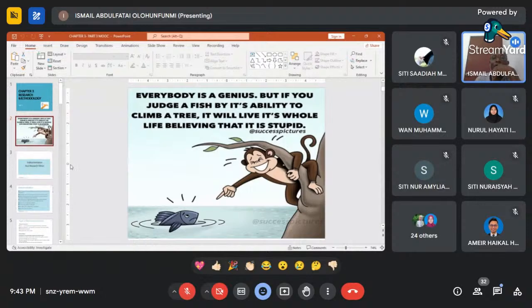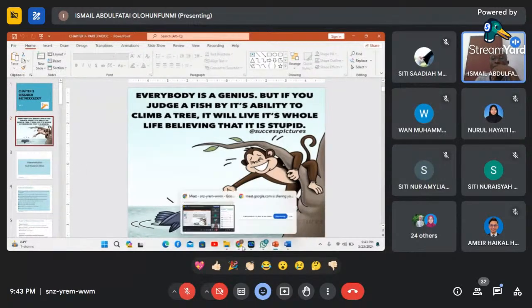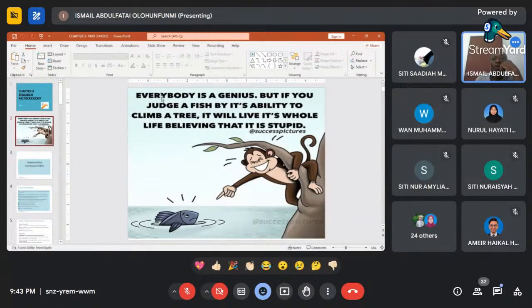Every one of you, when you don't perform well, don't be disappointed, but you need to work hard also. If you have done your best, you have done the right thing, you leave the rest to Allah. Everybody is a genius, because everybody has an area of competency, an area in which you are very good, you are the best. You just need to discover yourself.